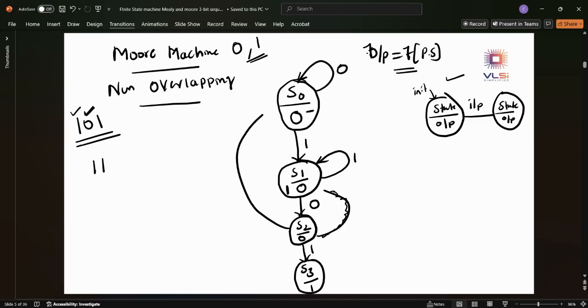Next, when you are getting 1 or 0: when you are getting 0, it should go to the initial state. So this is 0. And when you are getting 1, it should go to S1. The output is 1. Okay, so this is the Moore non-overlapping case.